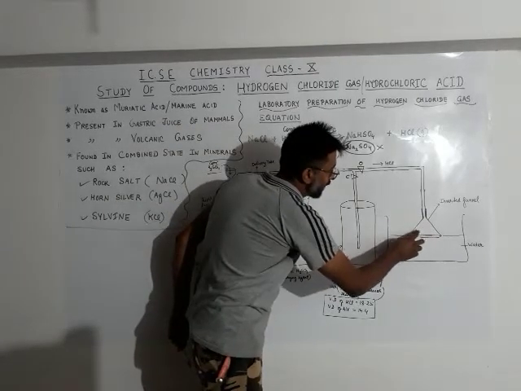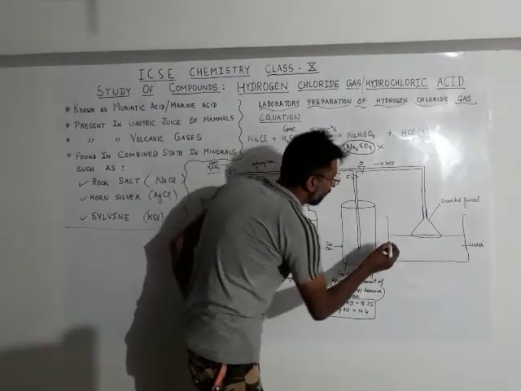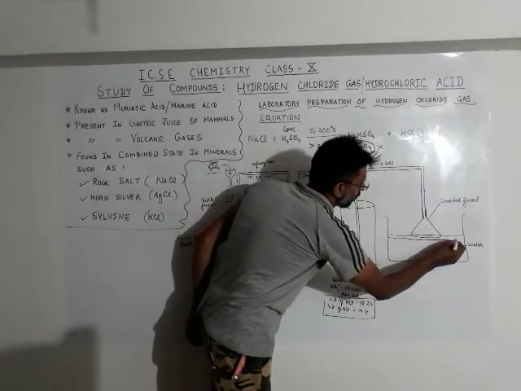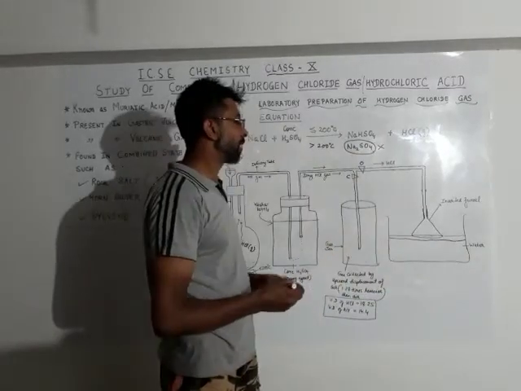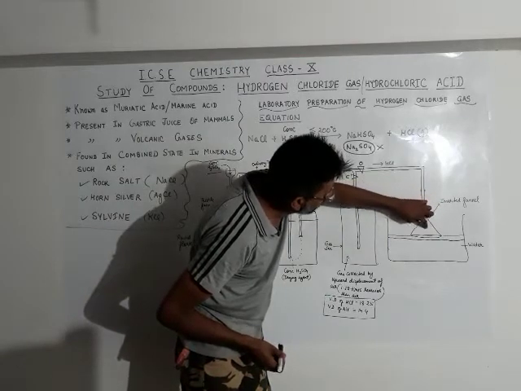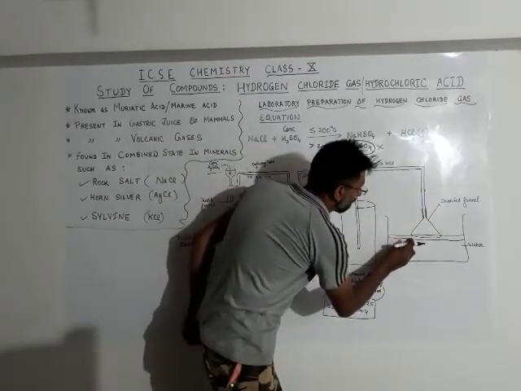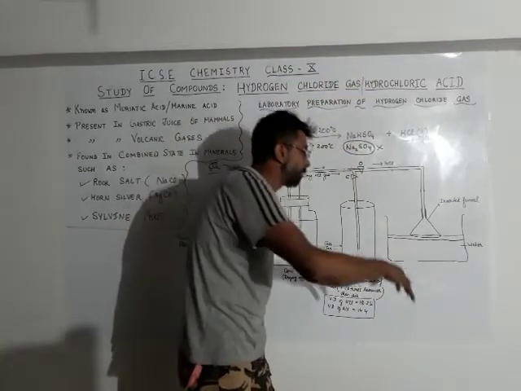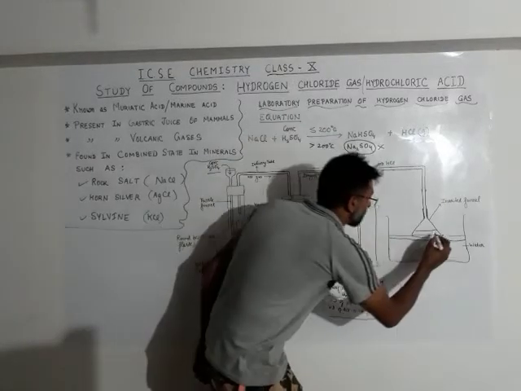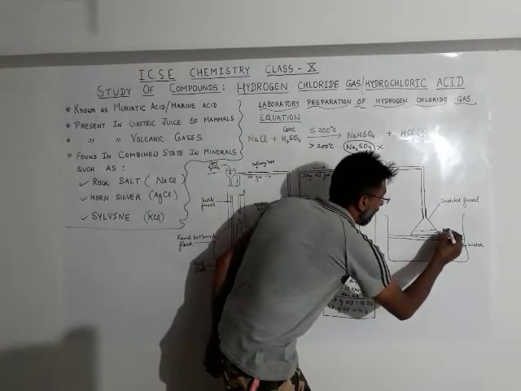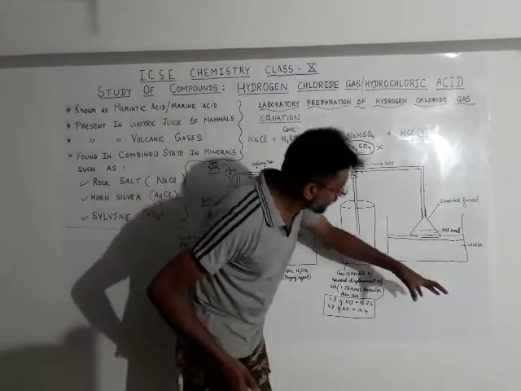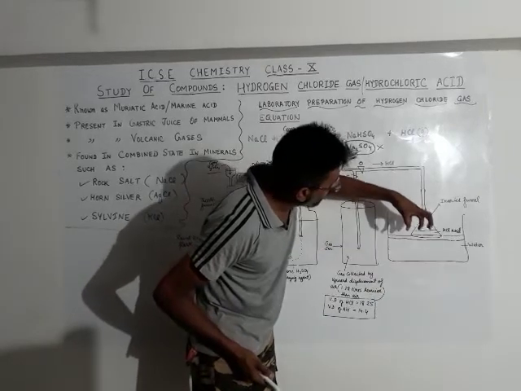The gas in this funnel dissolves in the first layer of water from the water trough. Then this funnel containing HCl gas and the gas which is dissolved pulls up the acid which has been formed, hydrochloric acid, in this funnel. So whatever is pulled up, that is hydrochloric acid.